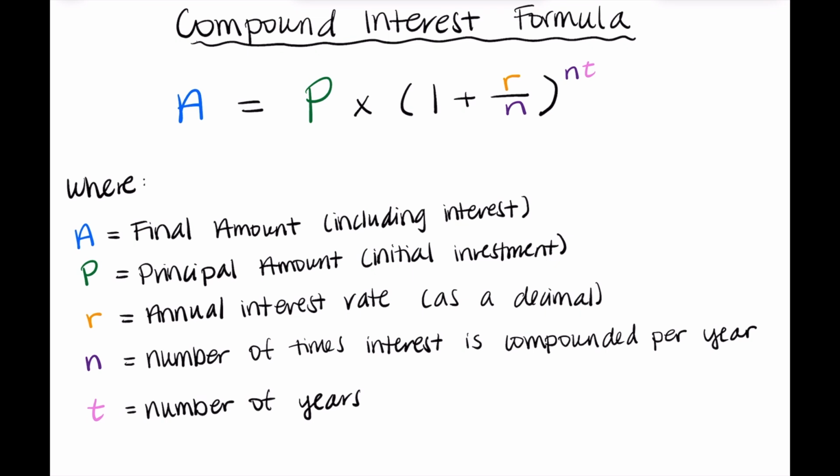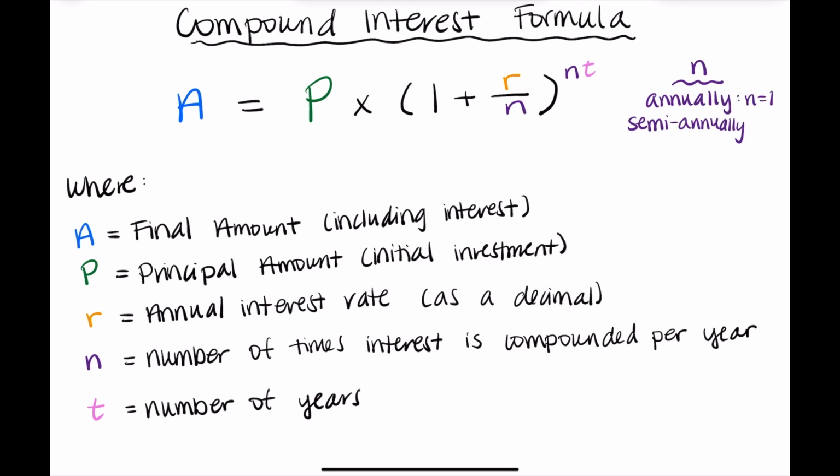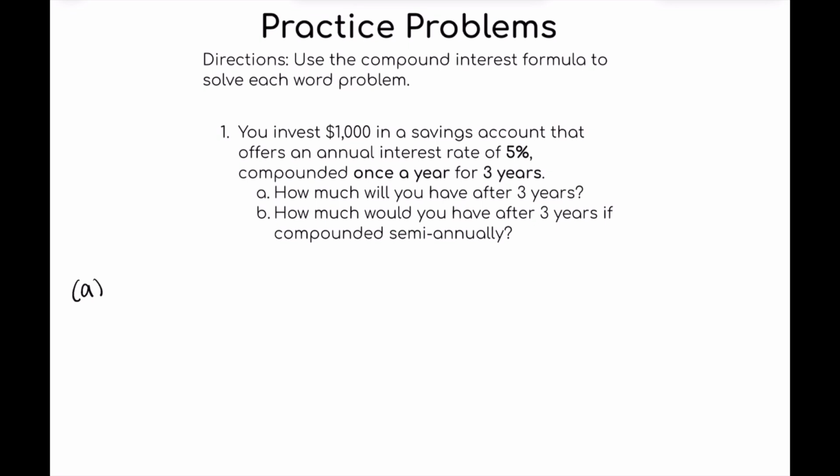A really quick note before we get into our practice section, I wanted to go over some common values for N. So the number of times interest can be compounded per year, it could be annually, which would be once per year, semi-annually, which is twice per year. Quarterly is also very common, that would be 4 times a year, and also monthly, which would be 12. And now that we've gone over some common values for N, let's get into our practice problems.